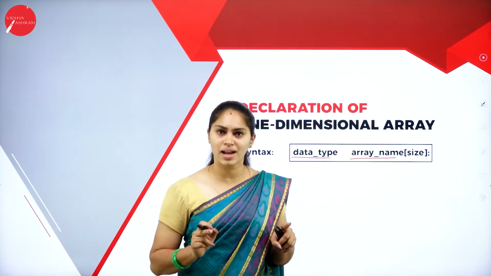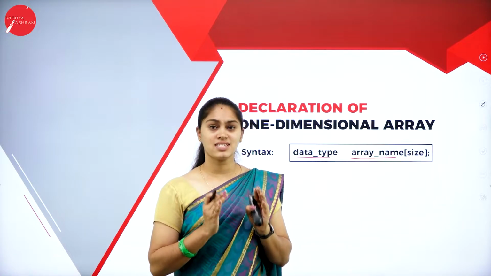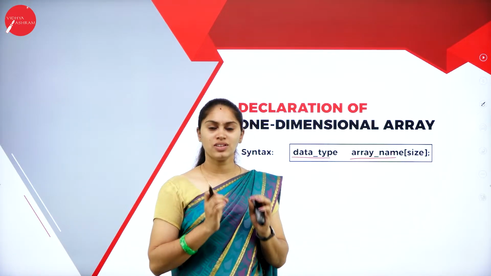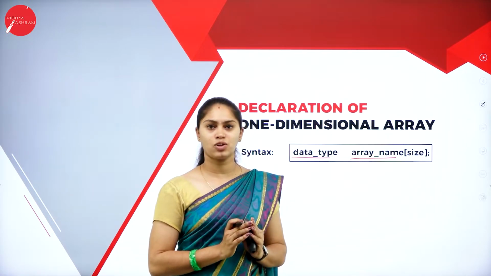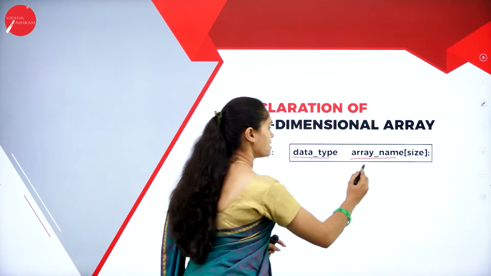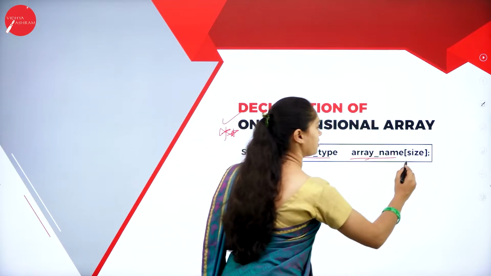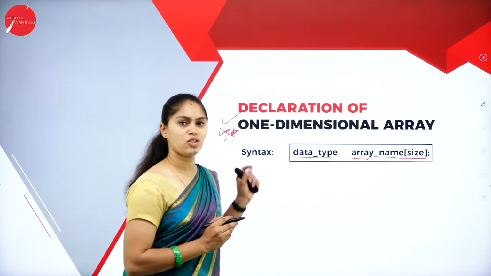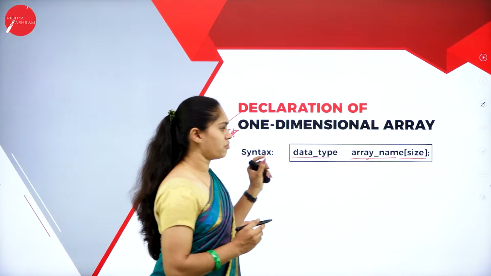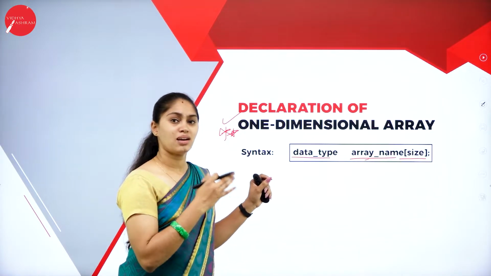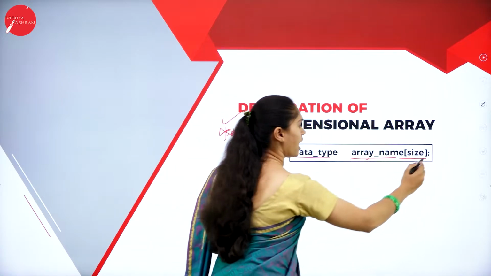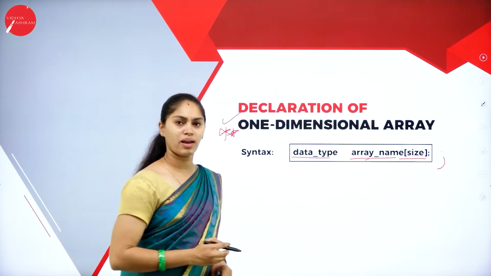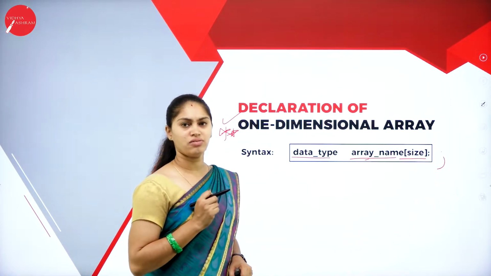Within the square brackets, I have to mention the size of the array. That specifies the maximum number of elements that an array can hold. This array name is the name of the array, and within the square brackets we specify the size of the array. Size represents the number of elements this array will hold. At last I have to give a semicolon. Why? Because that is the termination of a statement.